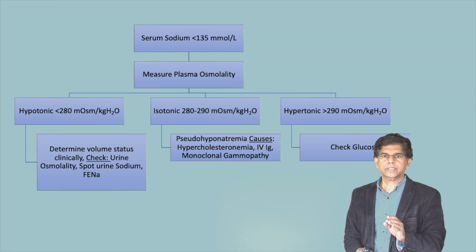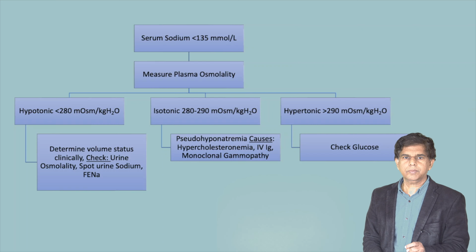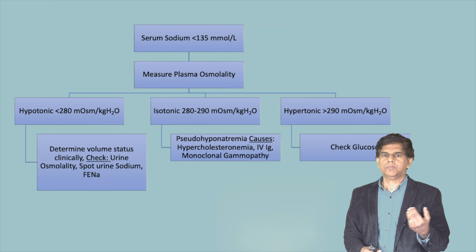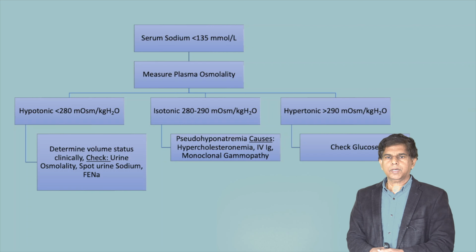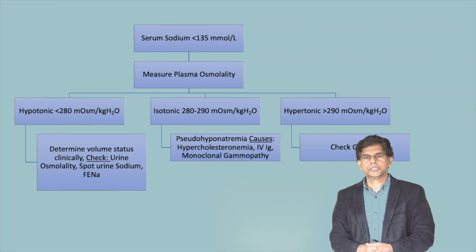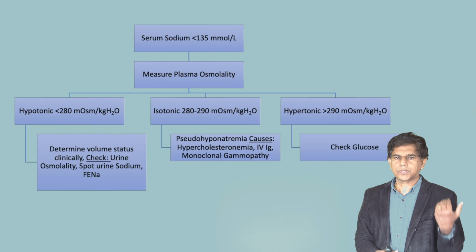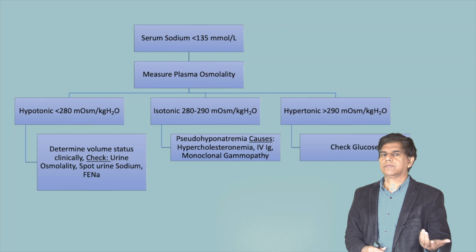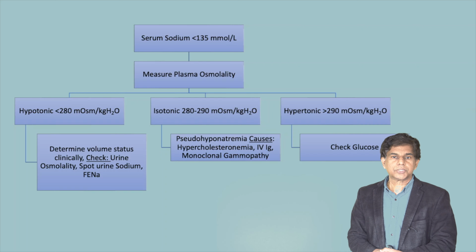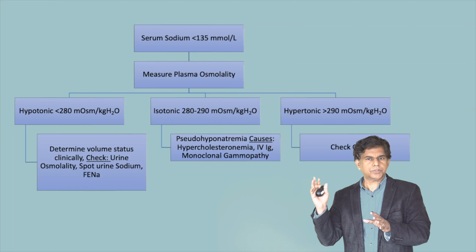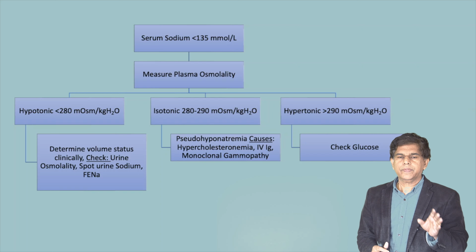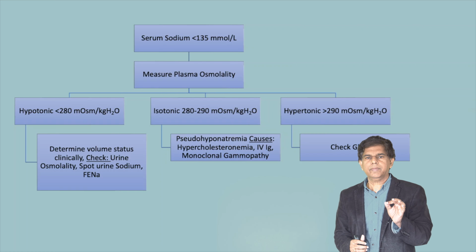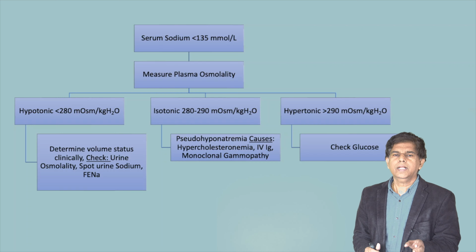And if it is isotonic, you can look at the pseudo-hyponatremia causes, and then look at hypercholesterolemia, IVIG, and monoclonal gammopathy. When you talk about hypercholesterolemia, it's very important when you have high triglycerides. I remember seeing a patient a few years ago with severe triglycerides, maybe in the 10,000s. Because the serum was so thick, they couldn't measure the sodium.